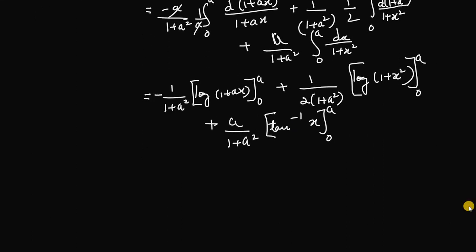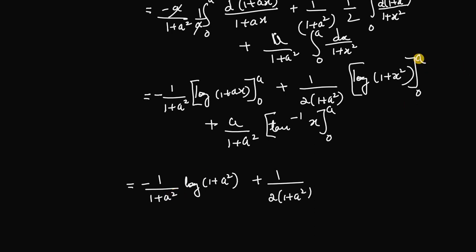Let us substitute the limit of integration. So this is equal to minus 1 by 1 plus a square, and on simplifying this one, substitute the limit of integration here by a, then the upper limit will be 1 plus a square, and if you substitute x equal to 0, then you'll get log of 1 plus 0. So log of 1 again will be 0. So from here you'll see that you'll get only this term log of 1 plus a square, then plus 1 by 2 times of 1 plus a square.